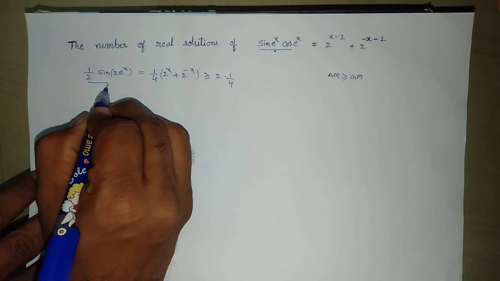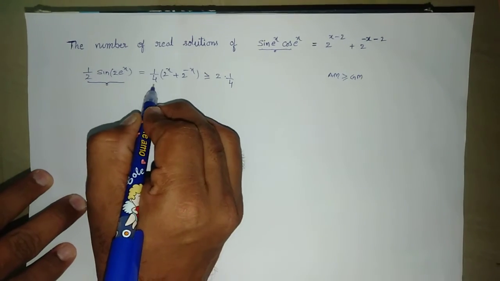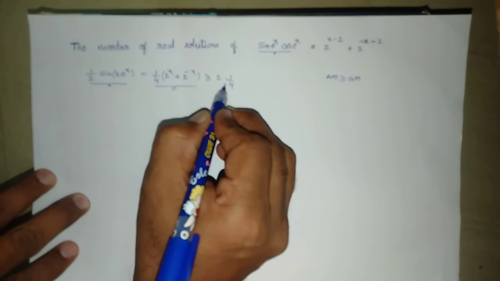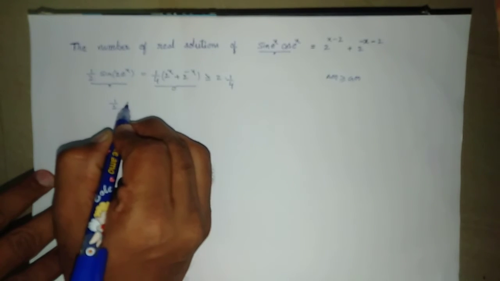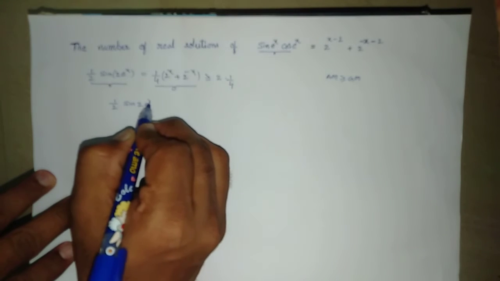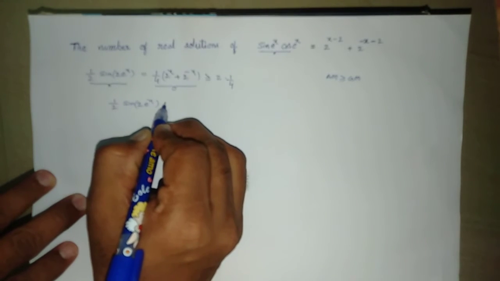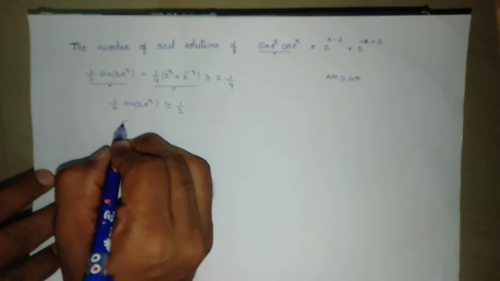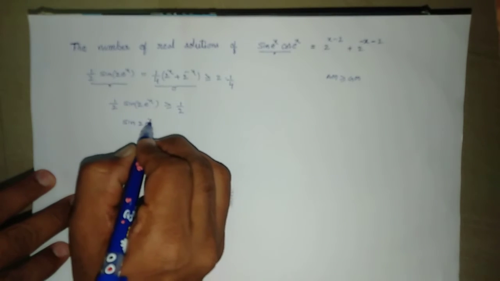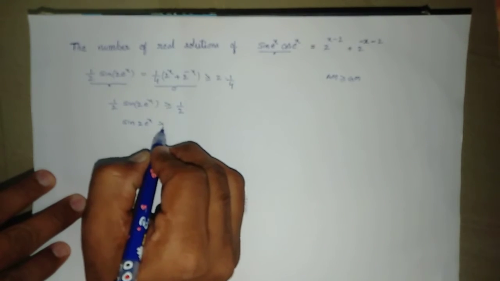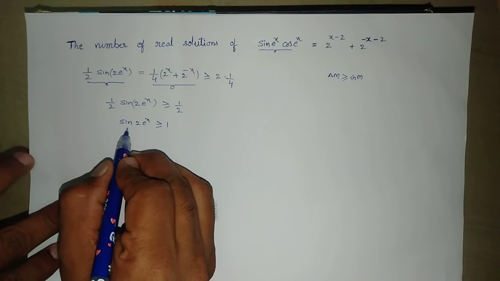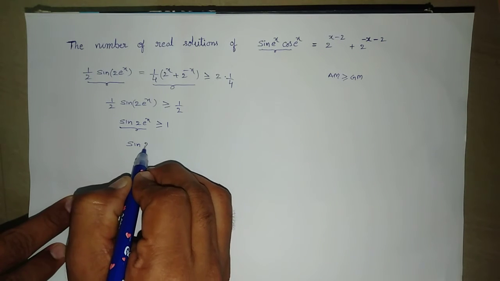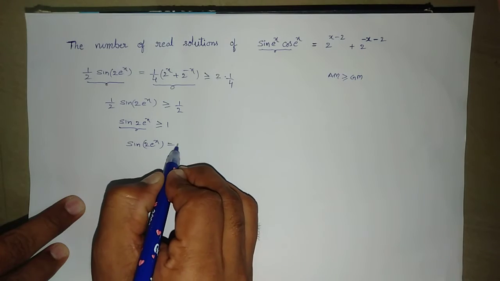So this is one quantity, for example a, and if this is b, then a equal to b, but both a and b, a equal to b greater than or equal to 2 into 1 by 4. So 1 by 2 into sin of 2e^x must be greater than or equal to 2 into 1 by 4, which will become 1 by 2. If we cancel half there, sin 2e^x should be greater than or equal to 1. But as you know that sine values can never be more than 1, so equality comes here. So sin of 2e^x must be equal to 1.